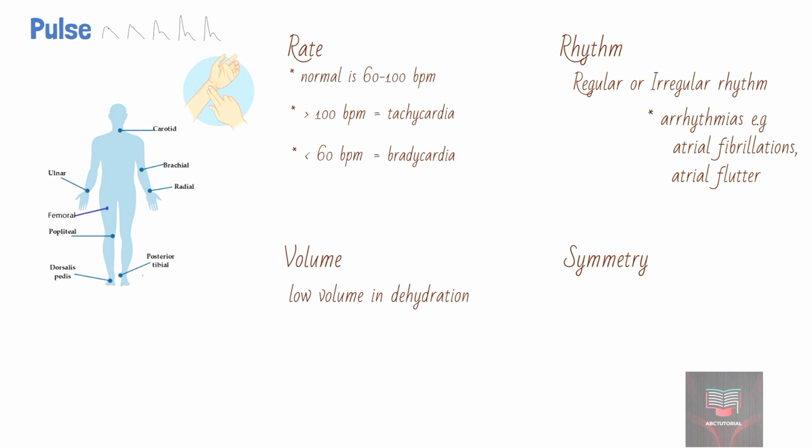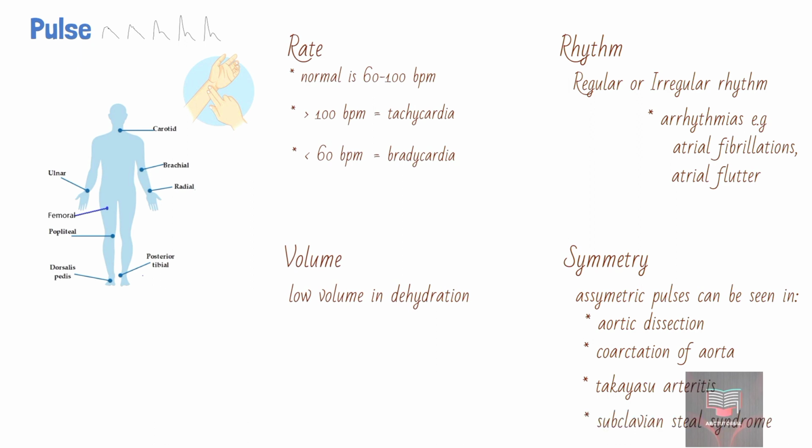Checking for symmetry of the pulses is important as asymmetrical pulses could be seen in conditions such as aortic dissection, aortic coarctation, Takayasu arteritis, and subclavian steal syndrome.